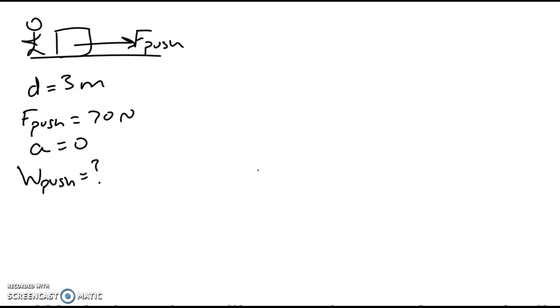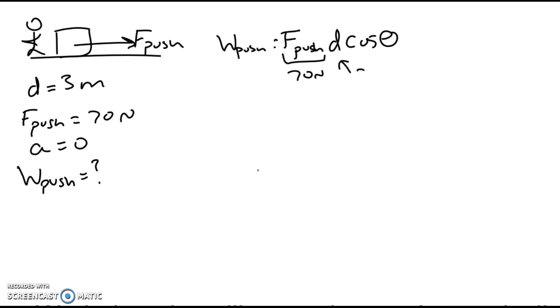Well, we know we can calculate work pretty straightforwardly, right? Because we know that the work of the push is going to be F d cosine theta. F here is the force of the push, times the displacement, times the cosine of the angle between these two vectors. So F push is 70 newtons, displacement is 3 meters. So we just need to figure out what to put in for our angle.